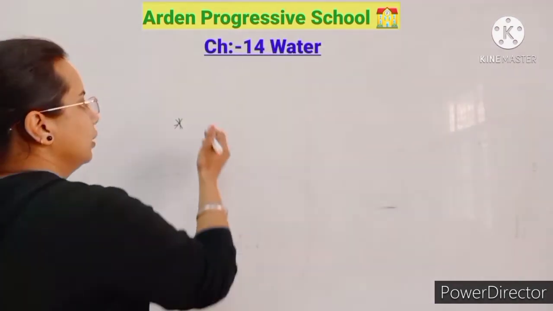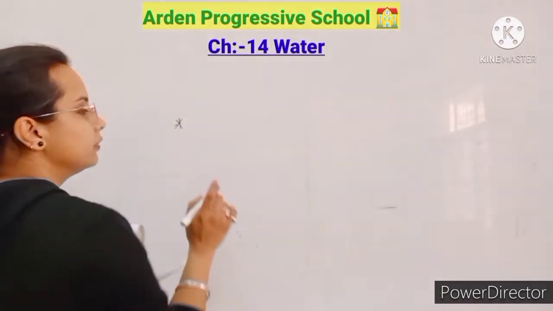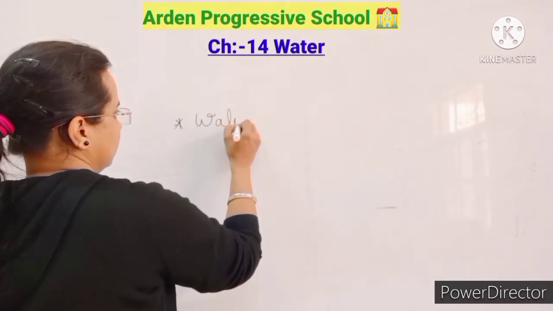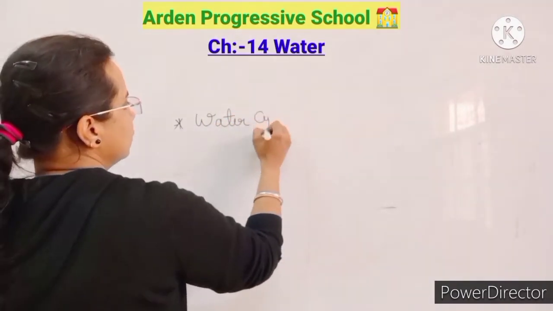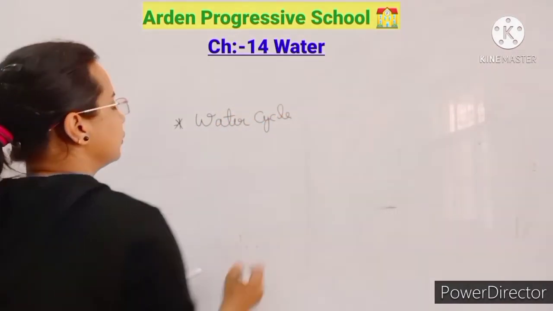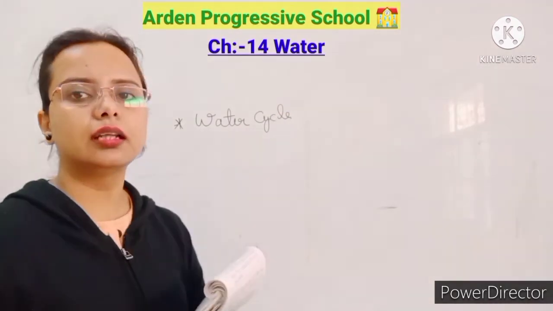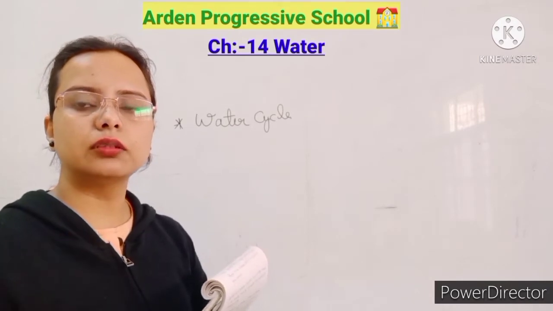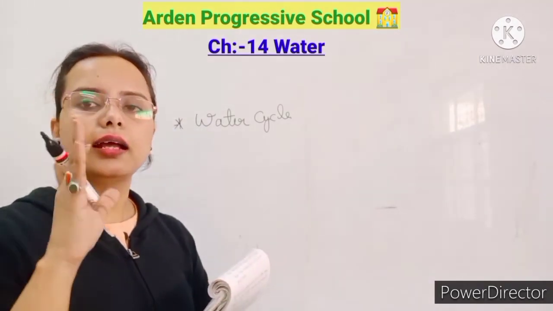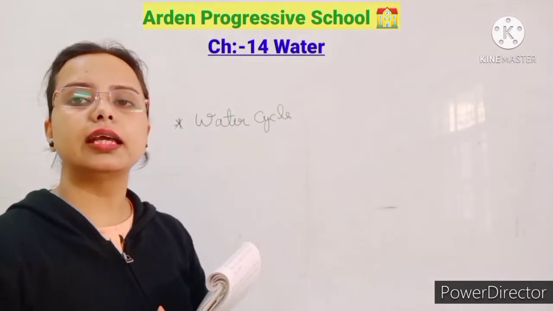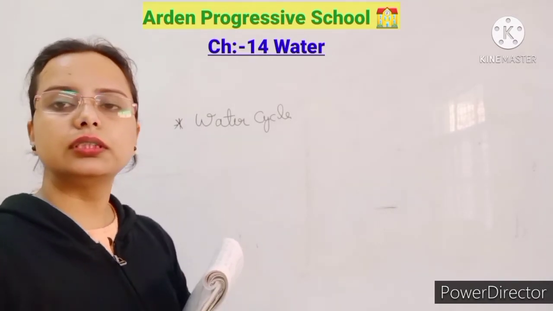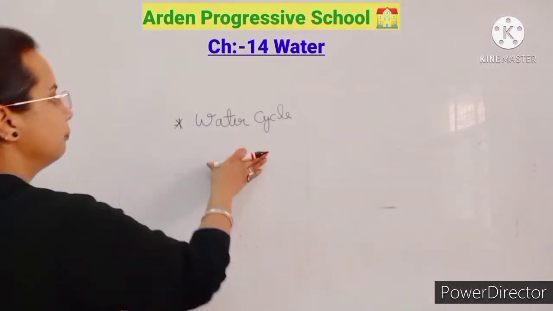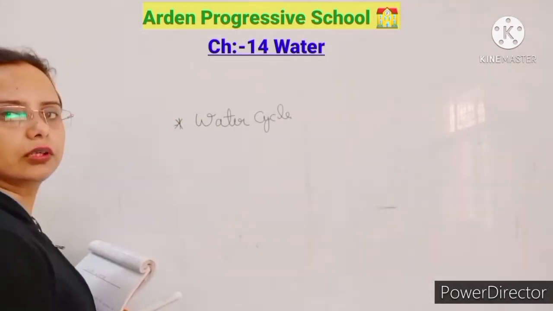So students, your first topic of this chapter is the water cycle. So what is the water cycle? Generally, this is a circular motion of water. Means from the ocean the water goes up to the sky and makes the clouds, and then it comes back to the ocean in the form of rain. So this is our complete process of a water cycle.